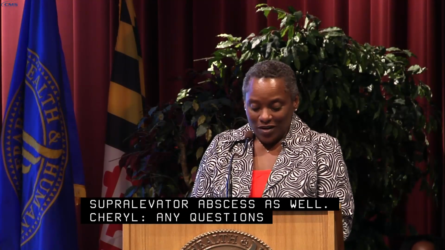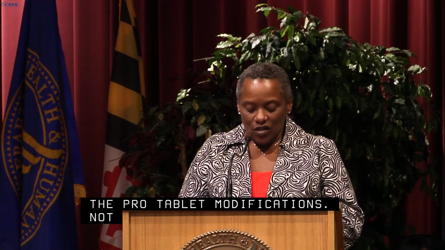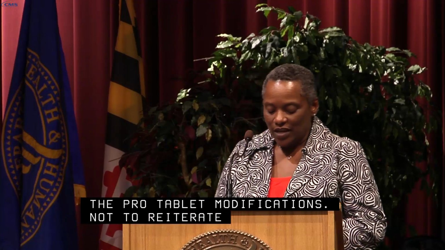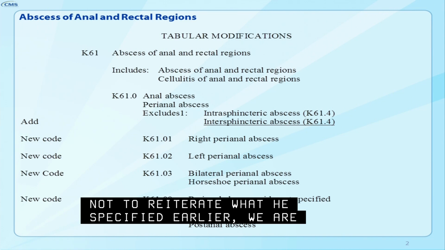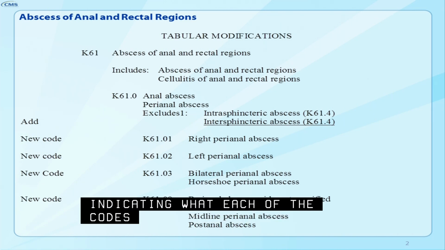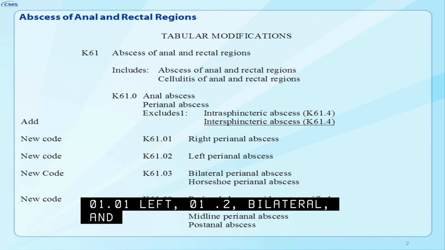Okay, if not, on page 12, slide number 2, for the code tabular modifications, in the essence of time, and not to reiterate just what Dr. Utter had specified earlier, we are basically adding for each of the codes under K61, abscess of anal and rectal regions, laterality codes: right with a .01, left with a .02, bilateral .03, and a .09 for site not specified for all of the codes within that code category. That pretty much sums up the changes.